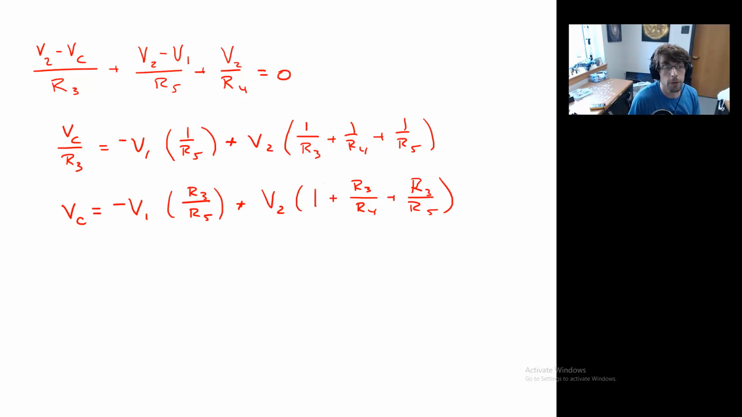If we actually go ahead and plug in now our values, the reason I did it in terms of variables is just so that we can see what's playing a role and what doesn't. You notice that resistors R1 and R2 don't have any bearing whatsoever on the performance of the bottom op amp. It's just R3, R4, and R5. If we plug in all of our values, you should get VC is equal to 13.6 volts.